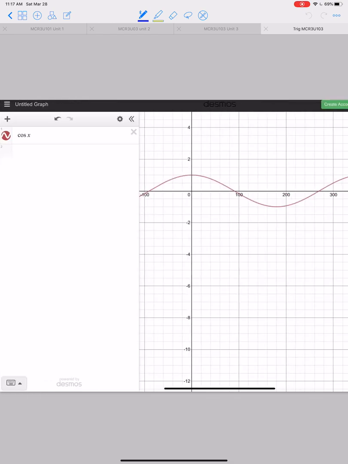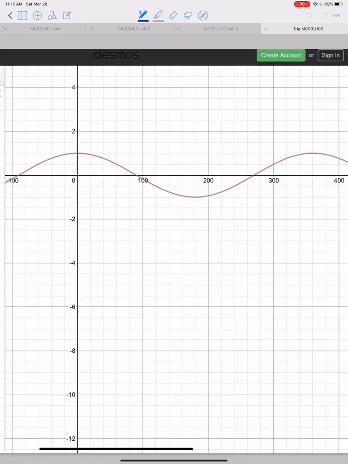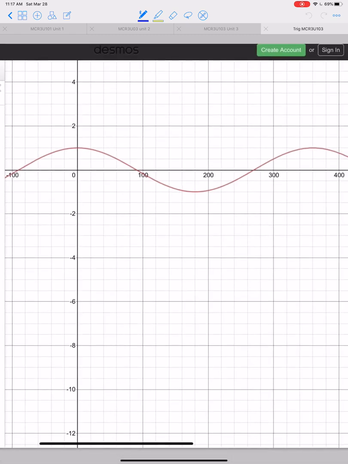After sine, for the investigation, you guys were graphing cosine. Cosine is similar in that it has a period of 360 degrees. However, for one cycle, for the parent function, we can see that it starts at 0, 1 as its max and finishes at 360, 1, which is where the other max occurs.